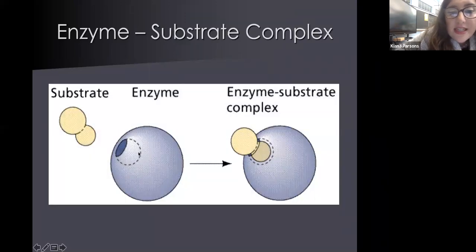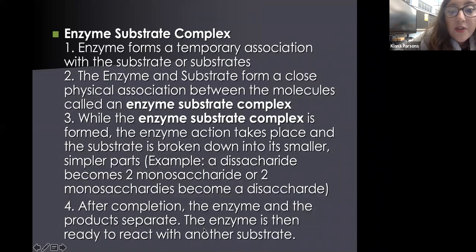So this is the enzyme, the larger piece. The substrate fits into that little hole, into that little active site because they match each other like a lock and key. And then the formed product at the end is the enzyme substrate complex. So in order for the enzyme to affect the rate of the chemical reaction, these four steps must occur. The enzyme forms a temporary association with the substrate or substrates. The enzyme and substrate form a close physical association between the molecules called an enzyme substrate complex.